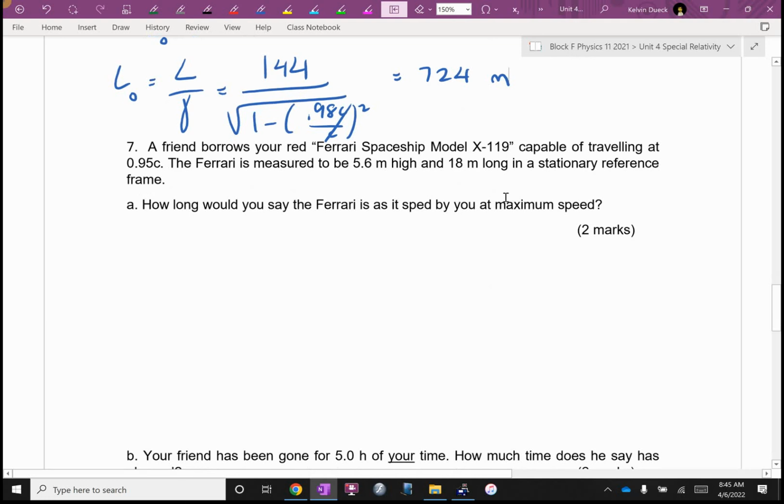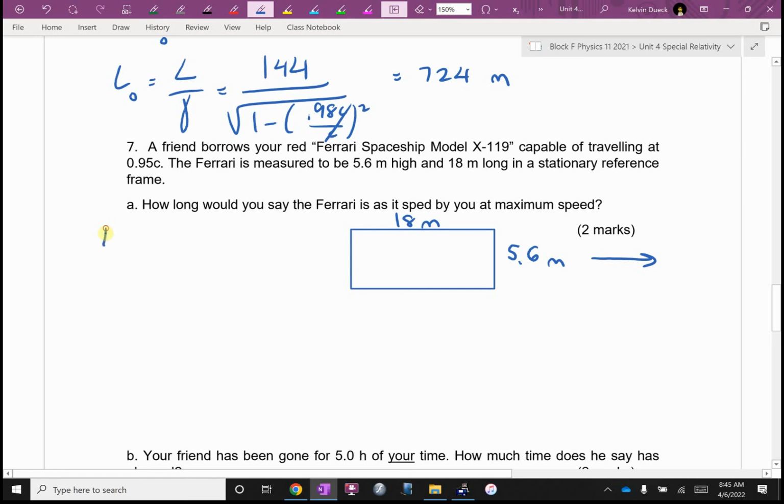Okay. A friend borrows your red Ferrari spaceship model X119, capable of traveling at 95% of the speed of light. It's measured to be 5.6 meters high and 18 meters long. I drew a little picture. There's the Ferrari, 5.6 meters high and 18 meters long. If it's zipping by at maximum speed, the 18 is the one that's going to get shorter, not the 5.6.